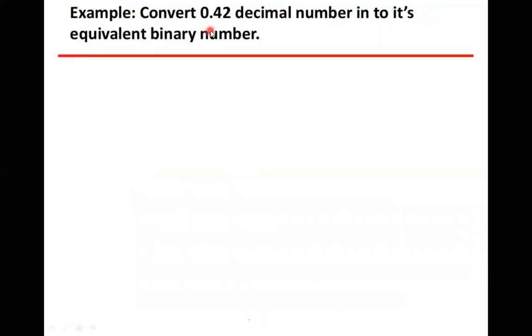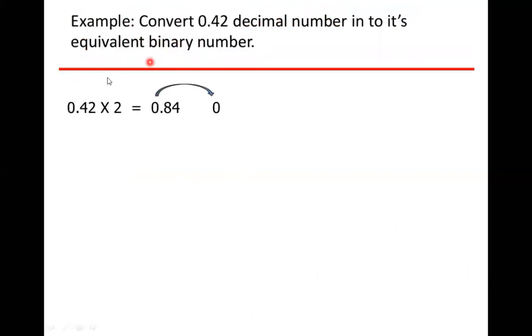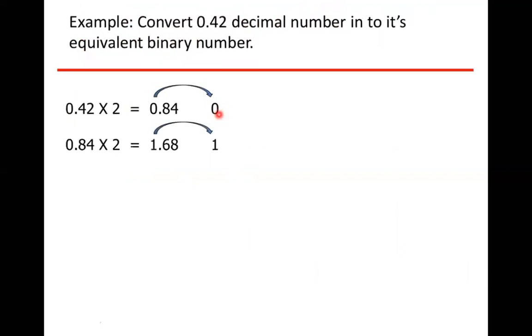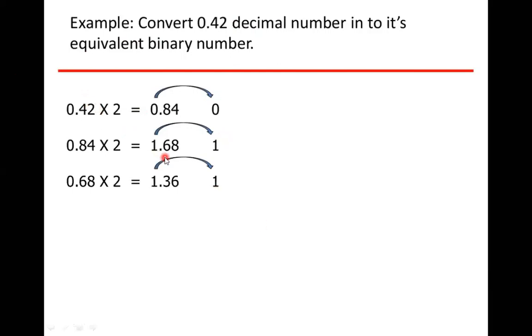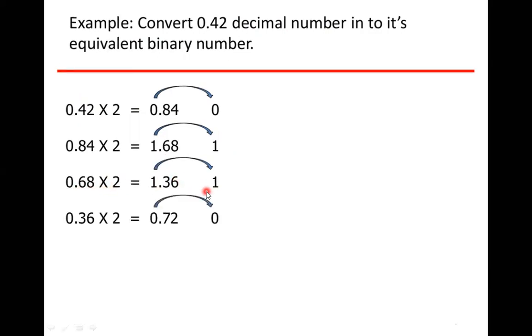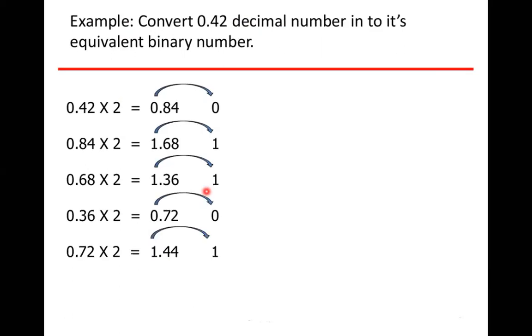So we are converting the decimal number 0.42 into its equivalent binary number. What we need to do is multiply by 2. So how much is the answer? 0.84. The carry we record on the right hand side. Next, 0.84 should be multiplied by 2. It is 1.68. So 1 should be taken onto this side and only 0.68 is carried forward. Next time we don't take the 1.68, we just take 0.68. So 0.68 times 2 is 1.36. 1 is taken over here. 0.36 times 2 is 0.72, and 0.72 times 2 is 1.44.